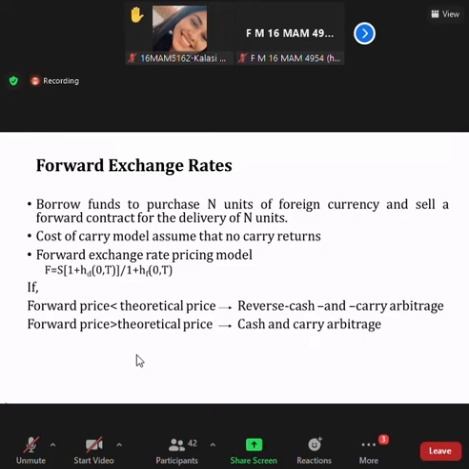So if the forward exchange rate is less than the theoretical exchange rate, we have to use reverse cash and carry arbitrage. And if the forward exchange rate is greater than the theoretical exchange rate, we are going to use cash and carry arbitrage. So we will prove this with an example. Okay, take down this example.